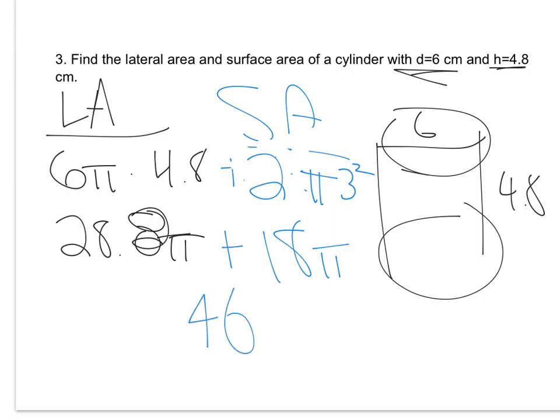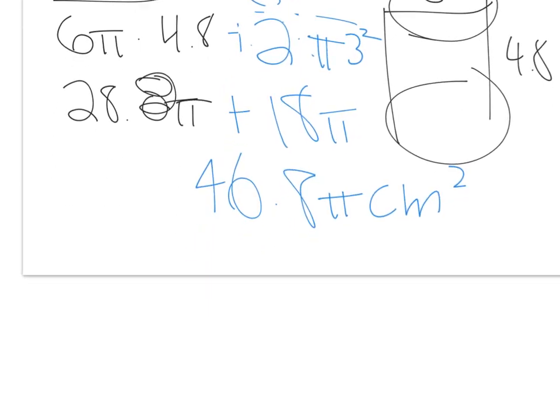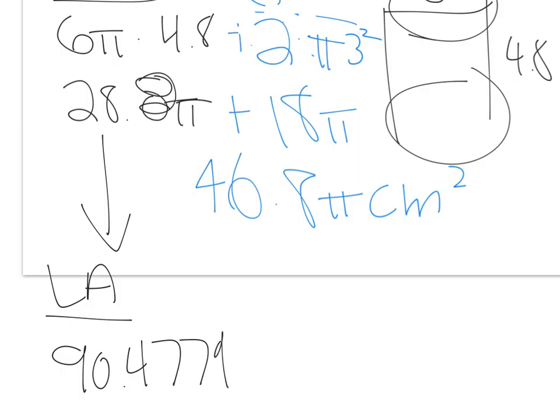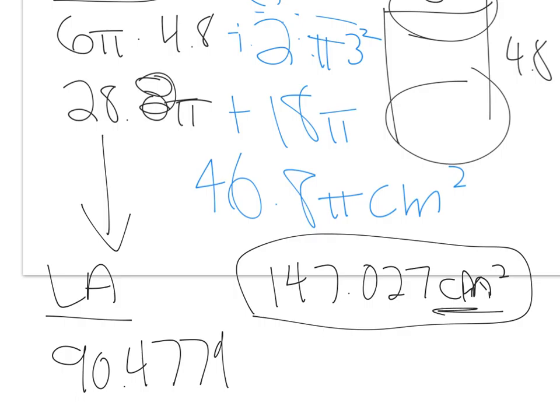So the exact answer would be 46.8 pi centimeters squared. Approximate lateral area would be 90.4779. Approximate surface area is going to be 147.027. That's centimeters squared. I'm sorry, my handwriting's all over the place today.